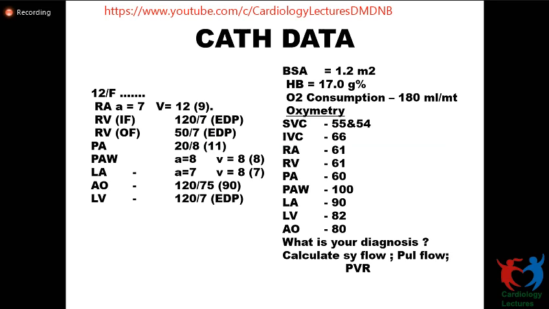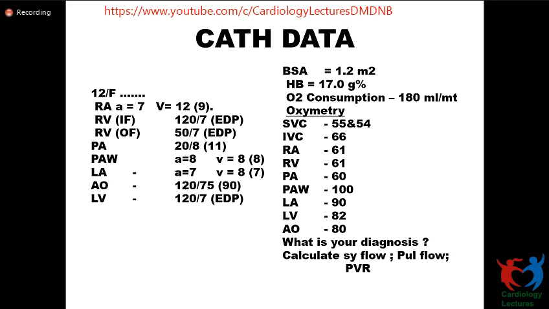Is there an abnormal equalization of pressures? Yes, sir. There is an abnormal equalization of pressure in the RV and LV. Systolic RV pressure, RV inflow and LV, LV and aorta are equal. And there is a gradient across the RV outflow. It is consistent with TOF, sir. TOF, very good. Okay, right.